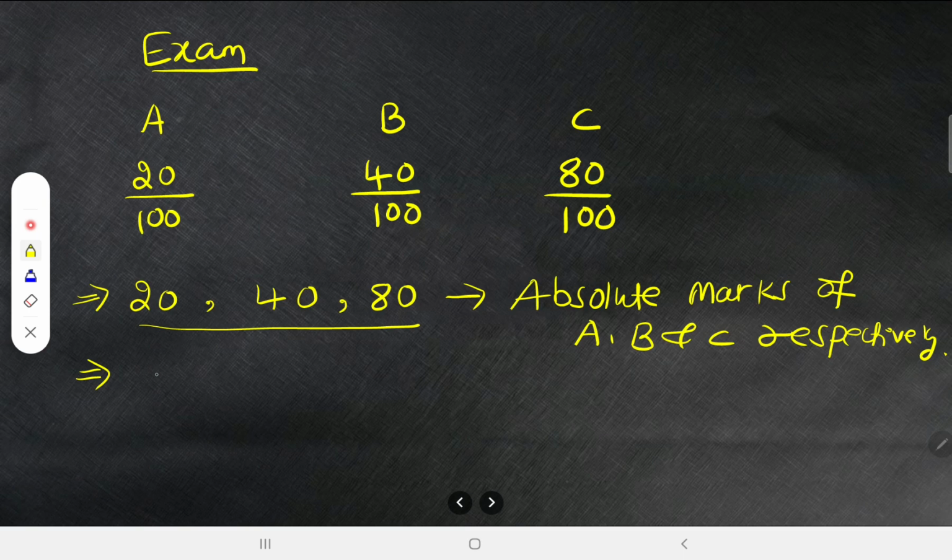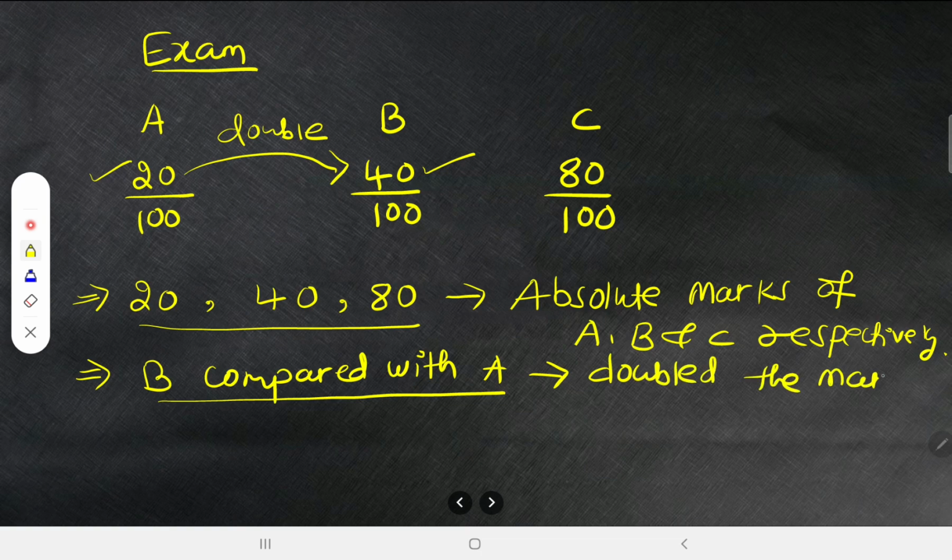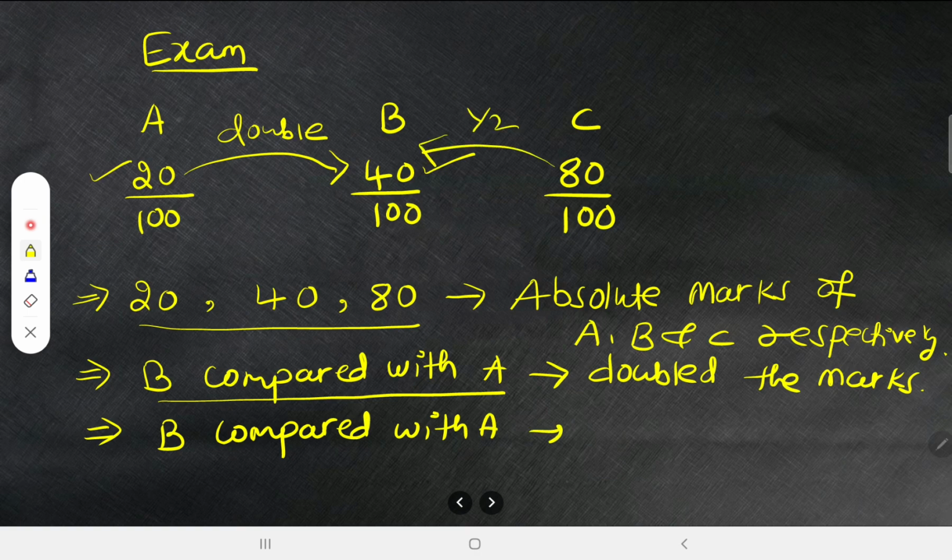For example, B wants to compare with A. When B compares with A, B will become very happy, thinking that I have scored double the marks. Look at this, double. A has scored 20 marks and I have scored 40 marks. Then when B compares with A, he feels like he scored double the marks. I hope the concept is getting clear. Now when A compares with B, A will get half the marks. Whenever A is comparing with B, how many marks did he get? He got half the marks. Are you understanding this point?